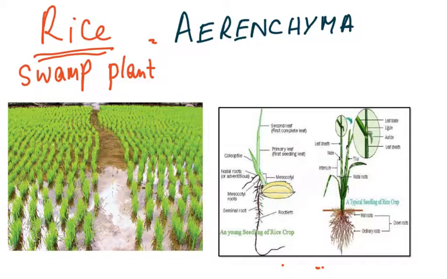Agar flooding hoti hai, crops mar jate hain. But how is the rice able to survive? So you see, rice is a swamp plant and it has special air spaces in its leaves and its stem, which is called the aerenchyma.